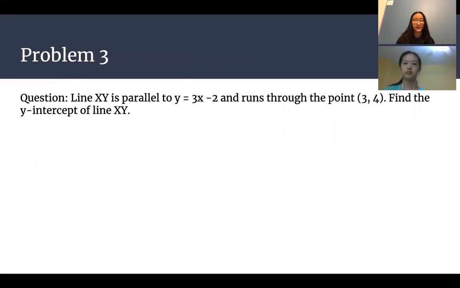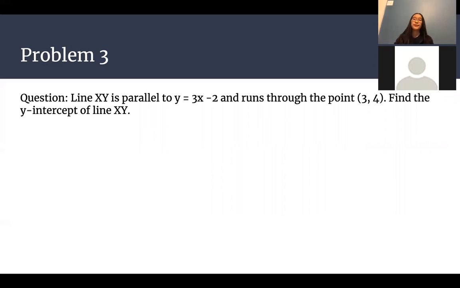Okay, so now we'll pretend like you never saw those answers and go to here. Try out this problem. Line XY is parallel to y equals 3x minus 2 and runs through the point (3, 4). Find the y-intercept of line XY. So your first step should be finding the slope of line XY. And it tells you that it's parallel to y equals 3x minus 2. So what is the slope? Try and figure that out on your own. Okay, so the slope of line XY is 3.